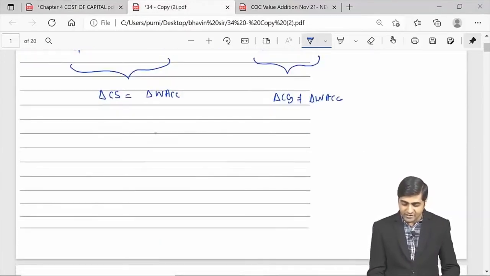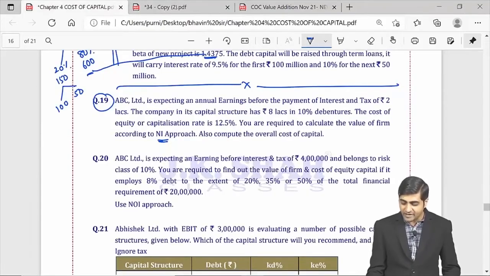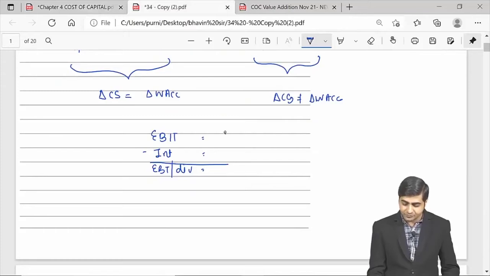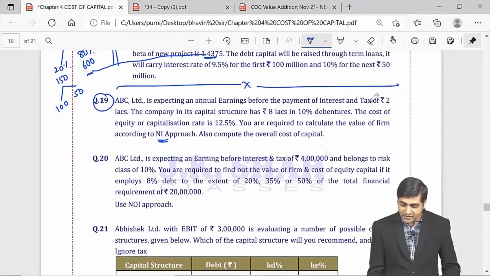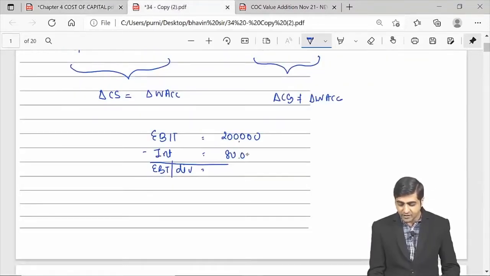and from this amount of rupees 2 lakhs, we will be subtracting the interest component and we will be getting the EBT, and this entire EBT will be nothing but your dividends. So your EBIT is nothing but rupees 2 lakhs. Then when we are talking about your interest, this will be 8 lakh into 10%, that is nothing but 80,000, and this will be your 1,20,000.